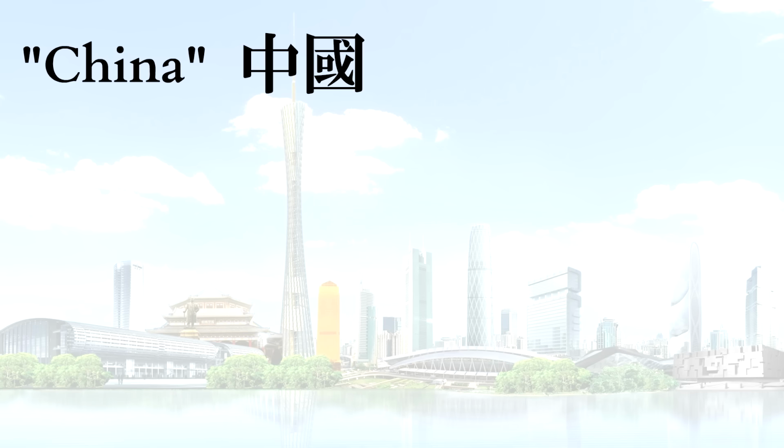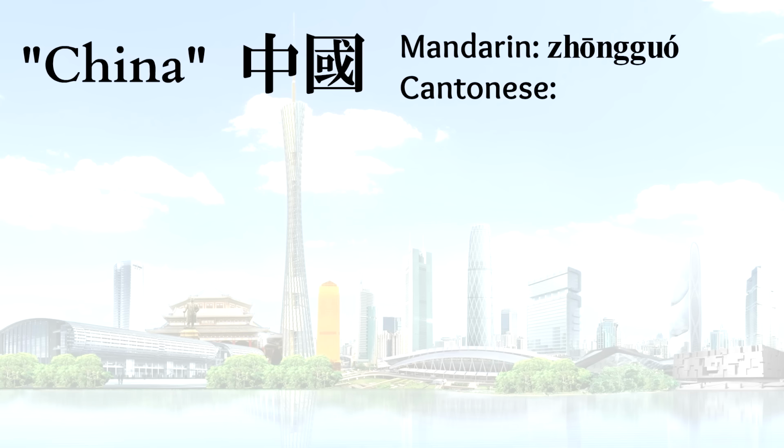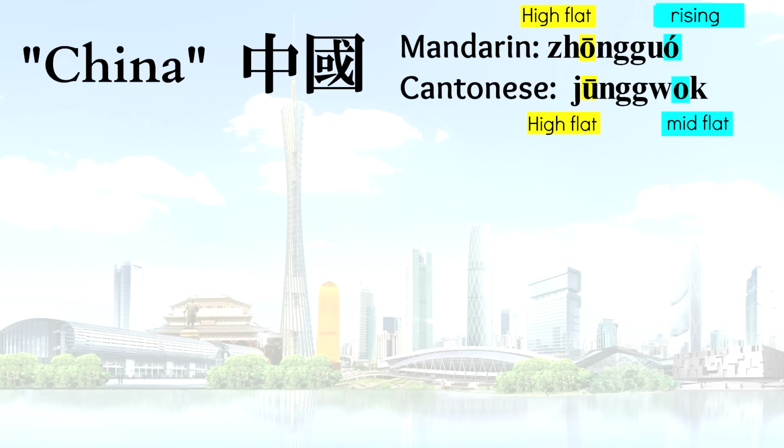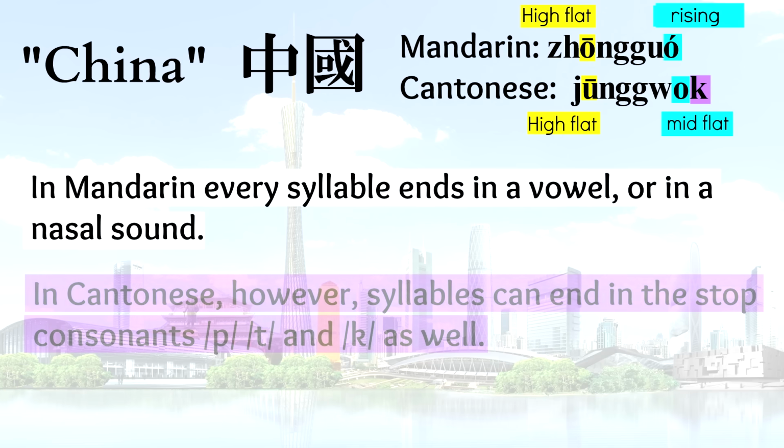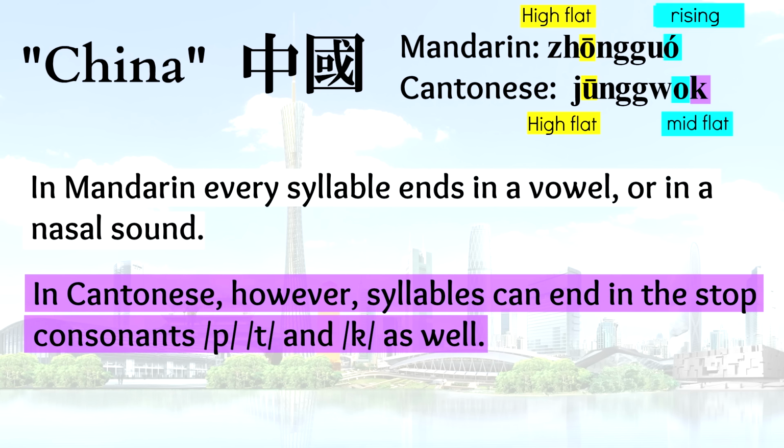Another example is this word, which means China. In Mandarin, it's pronounced 中国 with a high flat tone and a rising tone. And in Cantonese, it's pronounced 中国 with a high flat tone and a mid-flat tone. The pronunciation of these 2 words might sound pretty close, but the tones are partially different. And remember that the meaning of words is partly determined by tones. Notice that the 2nd character is pronounced with a k sound at the end in Cantonese, while in Mandarin it ends in a vowel sound. In Mandarin, every syllable ends in a vowel or in a nasal sound. In Cantonese, however, syllables can end in the stop consonants p, t, and k as well.